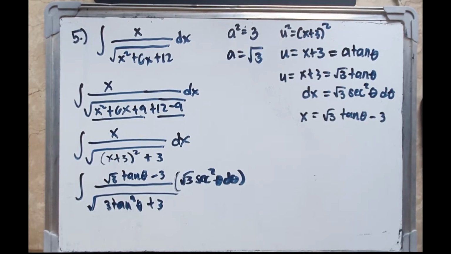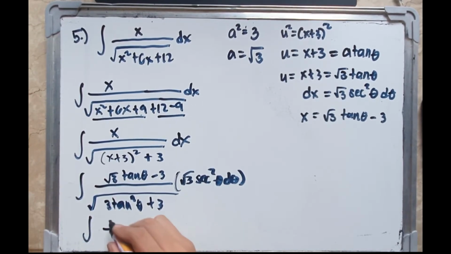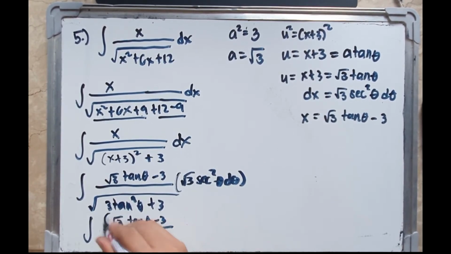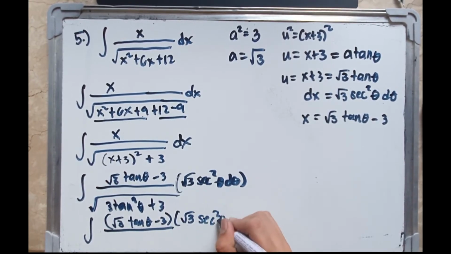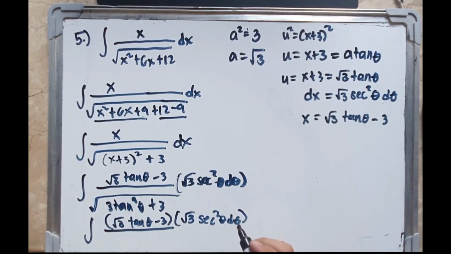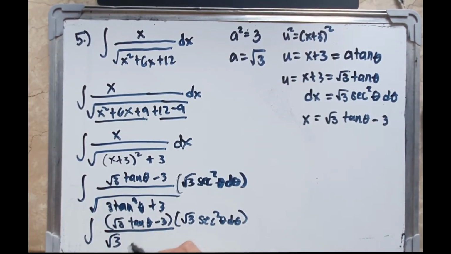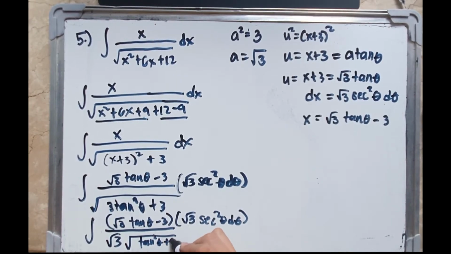Okay, so let's try to simplify. Factoring out the common value, square root of 3. We have square root of 3 tangent theta minus 3. Let's have parenthesis. Square root of 3 secant squared theta d theta. Okay, so we now have square root of 3 factoring out the square root of tangent squared theta plus 1. Cancelling square root of 3, square root of 3.